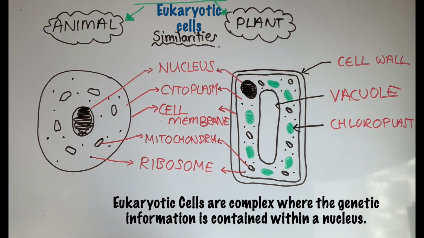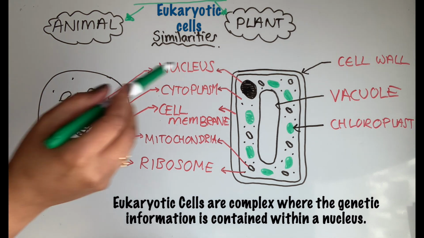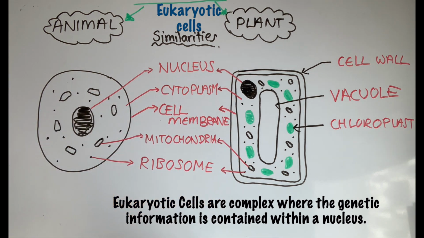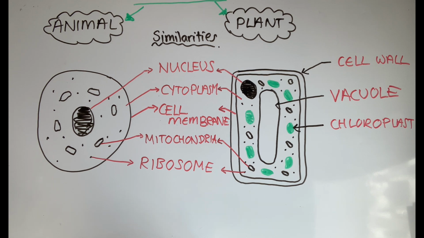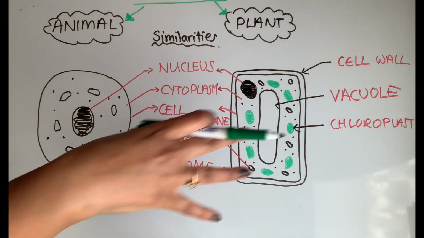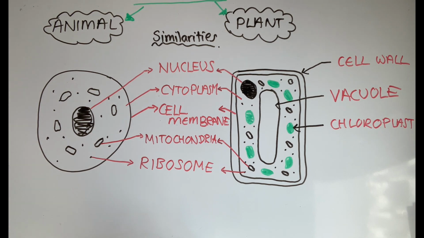Now, what we're going to do now is look at a different type of cell where the genetic information is not contained in the nucleus, and that would be a prokaryotic cell. One example of a prokaryotic cell is a bacteria cell, which is much, much smaller than these types of cells.